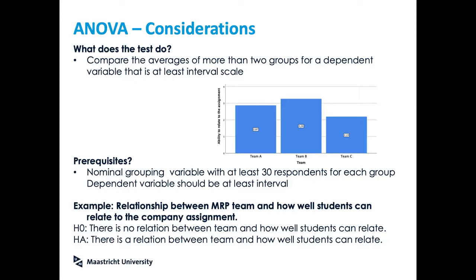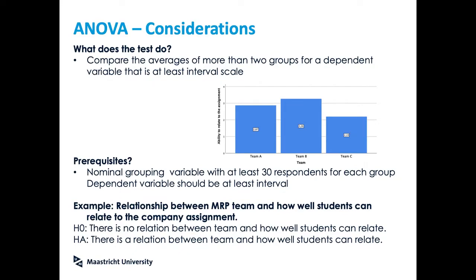So what we need for this test is a nominal grouping variable with more than 2 groups and at least 30 respondents within each group. Furthermore, the dependent variable, of course, needs to be at least interval data.